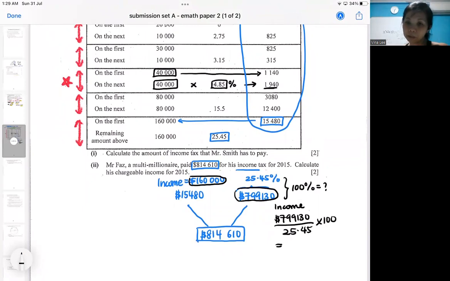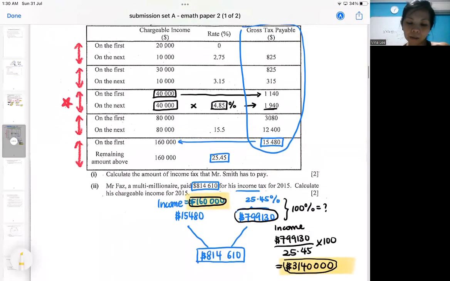So remember, the income is split into 2 baskets. The first basket is already 160,000. Right now I'm looking for the second basket. So the second basket of income is 314,000. So what's his total income that makes him pay so much in tax? The total income will be this plus this. You can look up my working. If you understood how things work, you can better understand it.